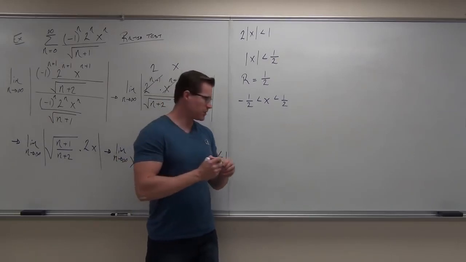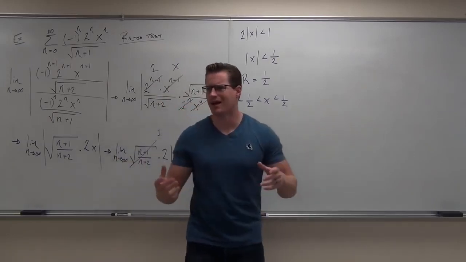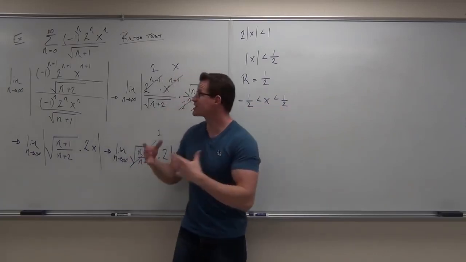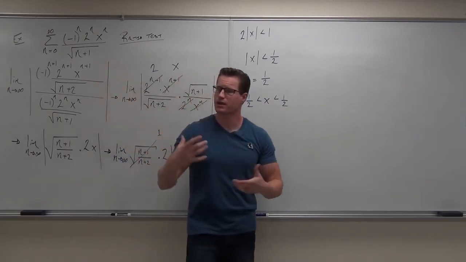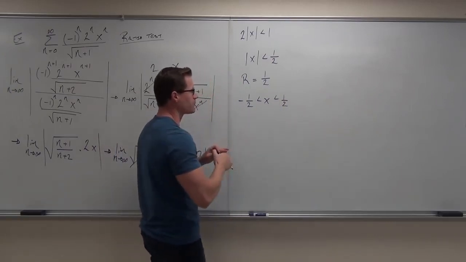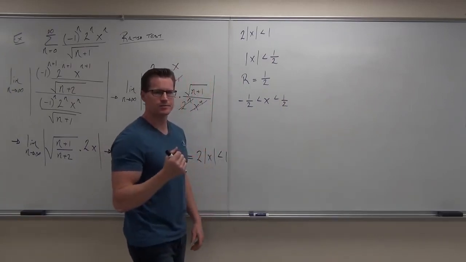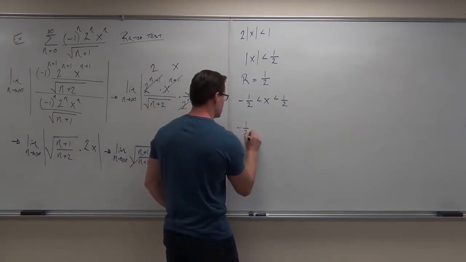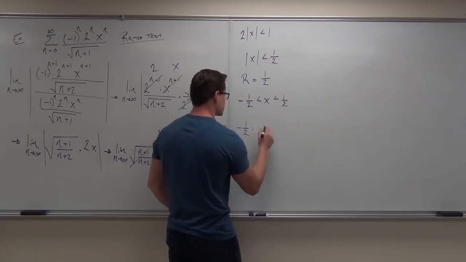Where do we plug in the 1/2 and the negative 1/2? X. It seems that way, right? Because x is between those things. So if x becomes negative 1/2, we're going to find out whether that converges or diverges for that specific endpoint. Same thing with positive 1/2. Which one do you guys want to do first? Negative. Okay, negative 1/2. Does it matter? No. We just like to go left to right.